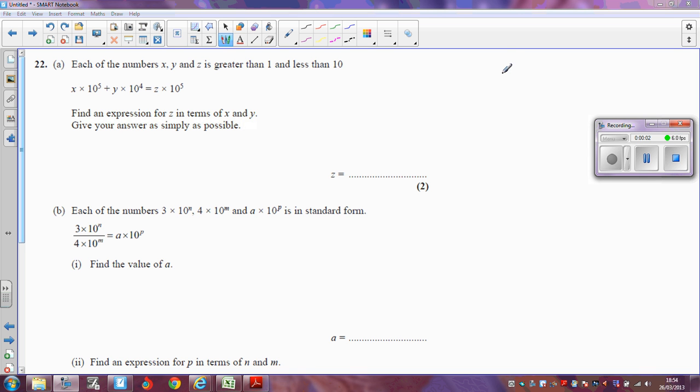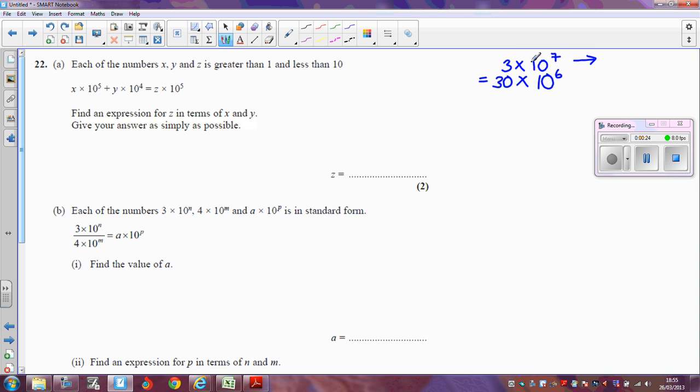Okay, there's an important principle to understand here with standard form. Let's say, for example, you've got something like 3 times 10 to the power 7. If we multiply 3 by 10 to get 30, so if we've multiplied this number by 10, we have to divide this number by 10. So it becomes 10 to the power 6.